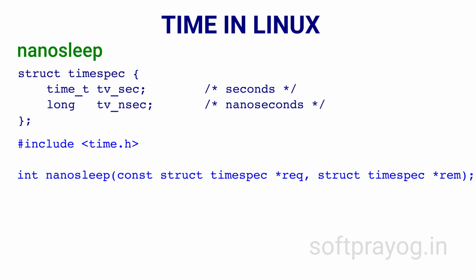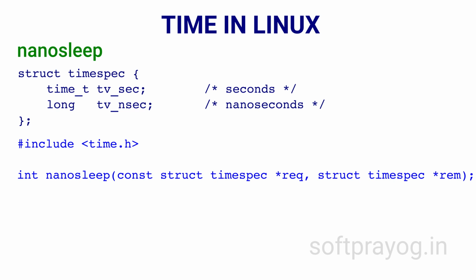And if the second parameter rem is not null, the unslept time is returned in the structure pointed to by rem. Now nanosleep is better than sleep because, as specified by POSIX.1, it is not built using signals. However, signals can still interrupt it.